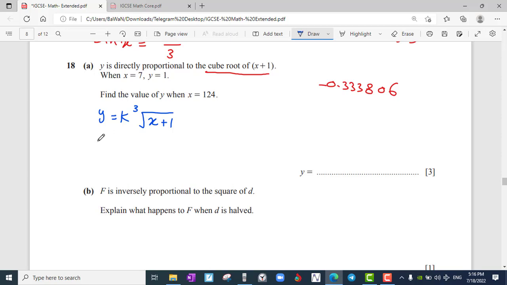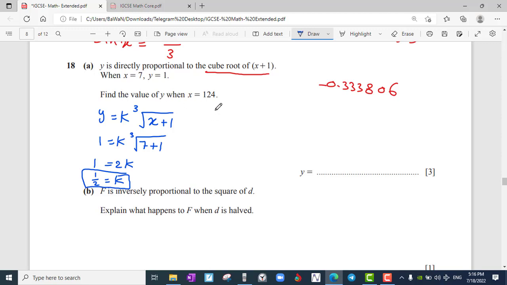Now 1 is equal to k times the cubic root of 7 plus 1. 7 plus 1 is 8. Cubic root of 8 is 2. So 1 is equal to 2k. Divide by 2, so 1 over 2 is equal to k. Now we know the value of k, 1 over 2 or 0.5, whichever you find easier. Now x is 124.